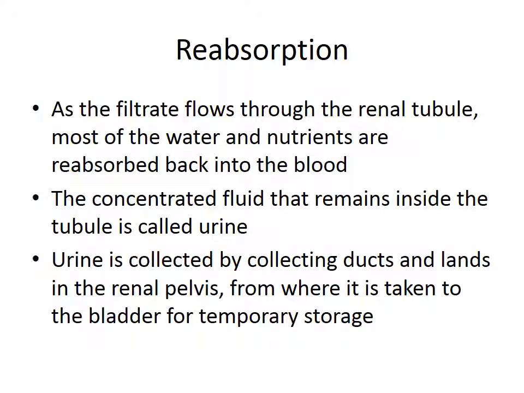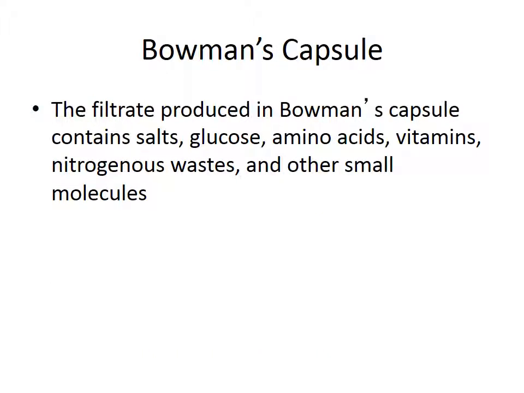As the filtrate flows through the renal tubule, most of the water and nutrients are reabsorbed back into the blood. The concentrated fluid that remains inside the tubule is called urine. Urine is collected by collecting ducts and lands in the renal pelvis, from where it is taken to the bladder for temporary storage and eventual expulsion. So let's look at it step by step.